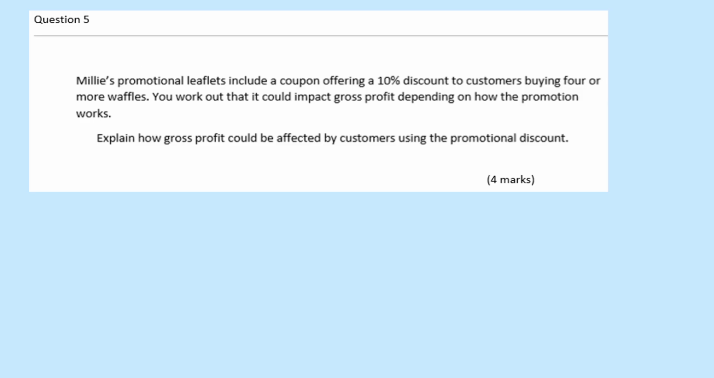Now, Millie's promotional leaflets include a coupon offering a 10% discount to customers buying 4 or more waffles. You work out it could impact gross profit depending on how the promotion works. Explain how gross profit could be affected by customers using the promotional discount. Now, the key thing here is to read the question. We could all probably write about whether the 10% discount was a good idea, but we've been asked how it affects gross profit, and they're the only marks you're going to get for it.